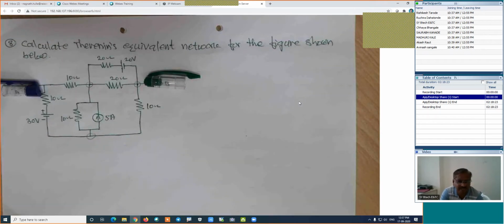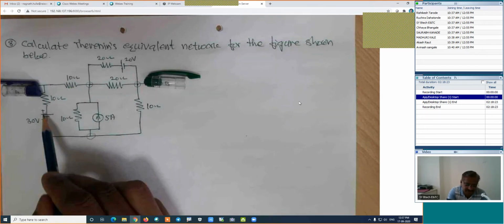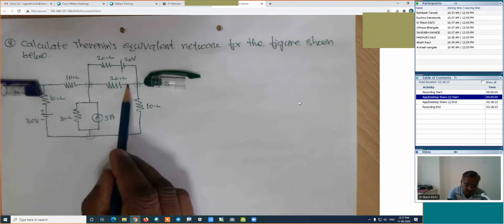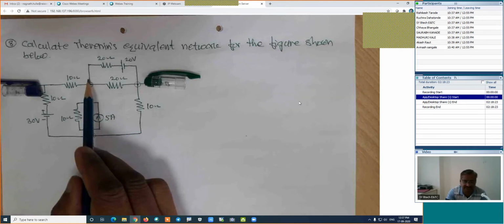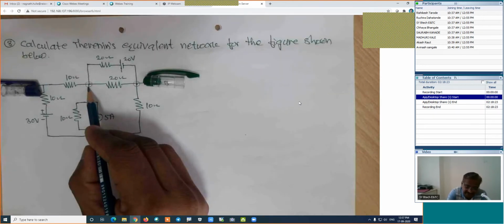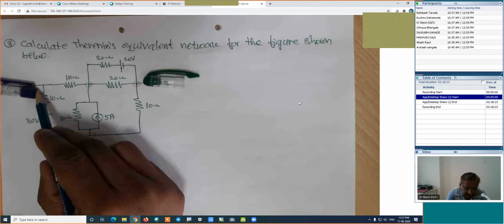Is it right? This means for this figure there will be 3 nodes. This is 1, 2nd and 3rd. This is one branch. This will be the 2nd. This will be the 3rd. This will be the 4th. This will be the 5th, and this will be the 6th branch. This will be node A. Its potential is VA. This is node B. Its potential is VB. This is the ground node.